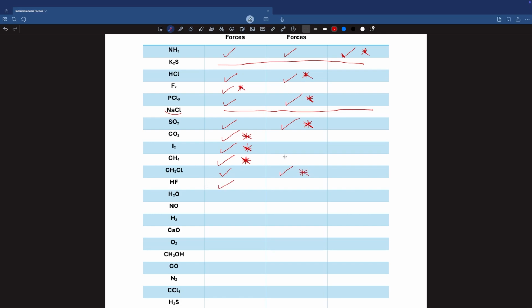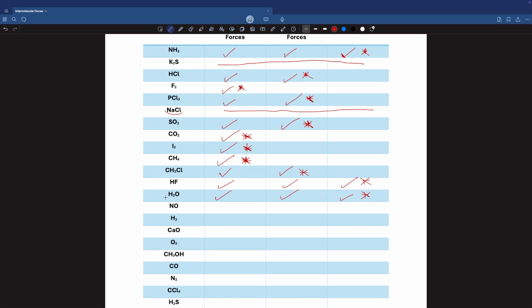HF, covalent molecule, also polar, so dipole-dipole. And hydrogen is connected to fluorine, so also hydrogen bonding. And hydrogen bonding is our strongest intermolecular force. H2O, covalent molecule, polar. And hydrogen is connected to oxygen, which qualifies us for hydrogen bonding. So the strongest force is hydrogen bonding.